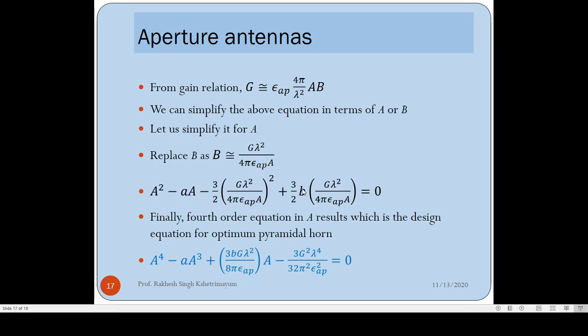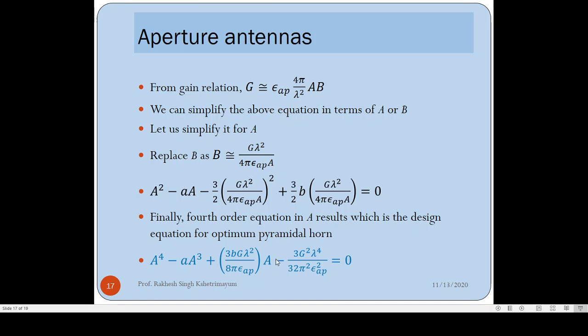And finally, in the equation we simplified, a square here, multiply everywhere. So what you are getting is a 4th order equation in capital A. So capital A to the power 4 minus a capital A cube plus this term here capital A minus this term here is equal to 0. See, this is the 4th order equation in capital A. From here we can find out what is the value of capital A. We have already found out the value of capital B. Once we have the value of capital A, we can always find out the value of capital B from this relation here. I know what is gain, I know what is lambda operating wavelength, I know what is aperture efficiency 0.51. Once I have this capital A here, I can also find capital B. So that's how I can decide the dimension of the pyramidal horn antenna for the specified gain.